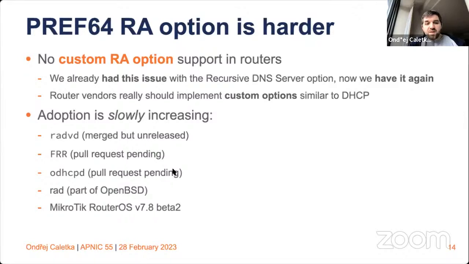I would really like to see vendors picking up some standard for custom options in router advertisements, so a new option can be used without requiring a complicated software upgrade. There is some adoption. There are some patches for software routers, or pull requests. There is also a beta of MikroTik RouterOS that added support for this option. So it is slowly happening, but unfortunately there are still many routers that don't support it.